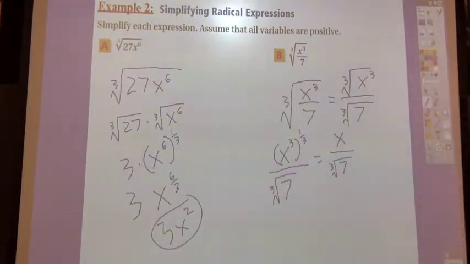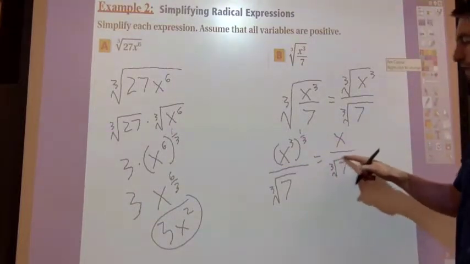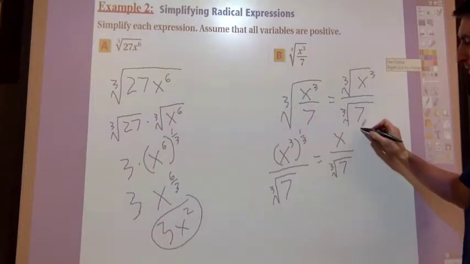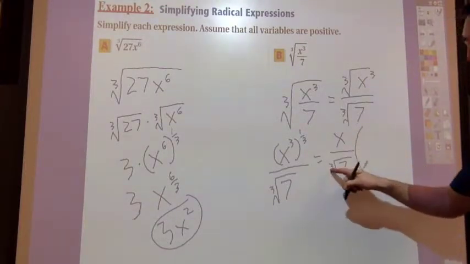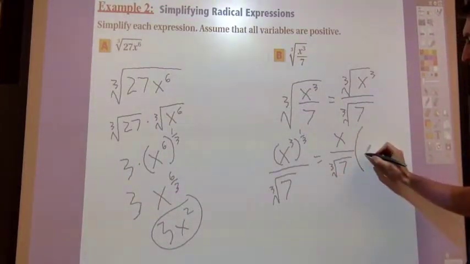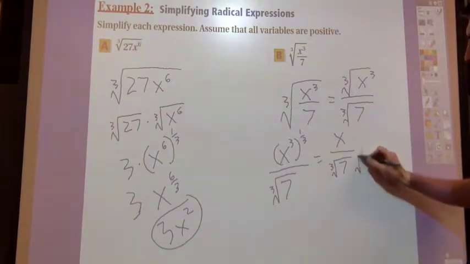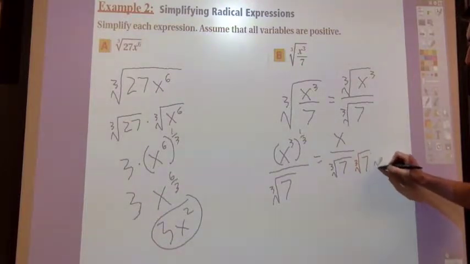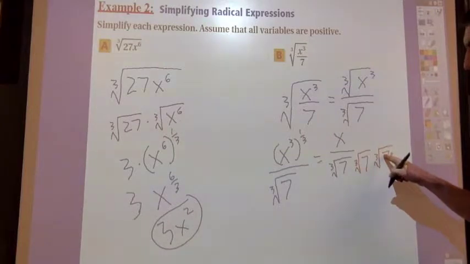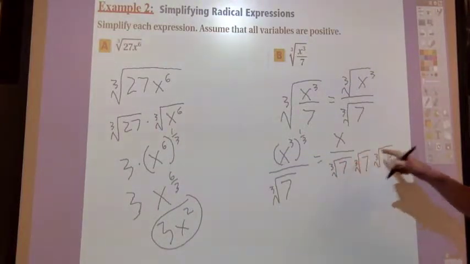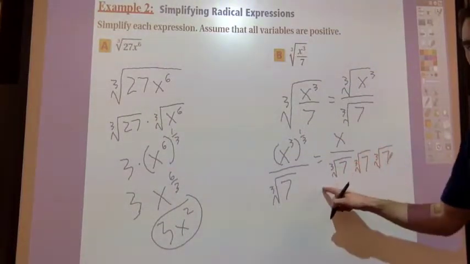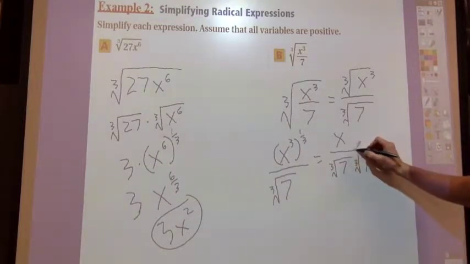So what we have to do is, since it's the third root, we have to multiply the top and bottom by 2 more third roots of 7. So I'll put in parentheses. I'll multiply this by the third root of 7 and then another third root of 7, so that there's 3 of them. Third root of 7 times third root of 7 times third root of 7 is going to be 7. So that'll get rid of the radical.